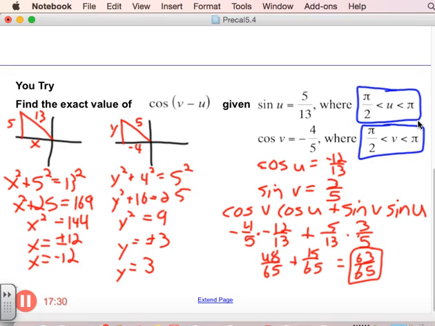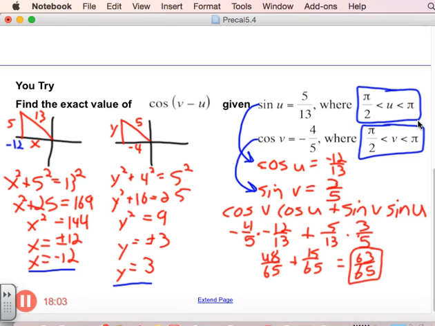So now once we know x is negative 12 and y is 3, we can find the other trig functions. So cosine of u, going from sine u to cosine of u, cosine is adjacent over hypotenuse. So now we know that adjacent side was negative 12, so we can do negative 12 over 13. And then to find the sine of v, we use the opposite over the hypotenuse. The opposite we found was 3, put it over 5, because 5 was the hypotenuse.